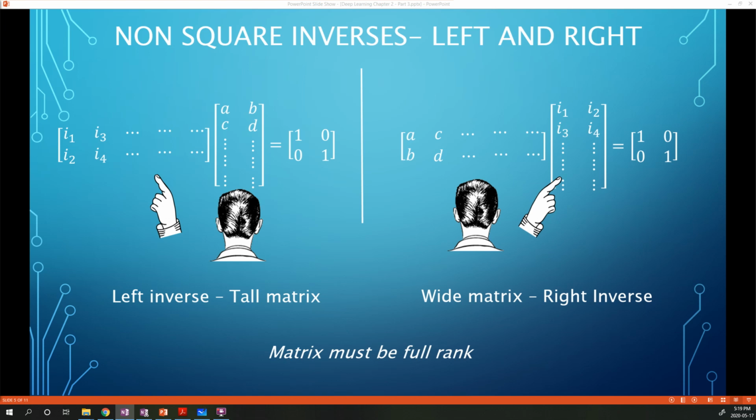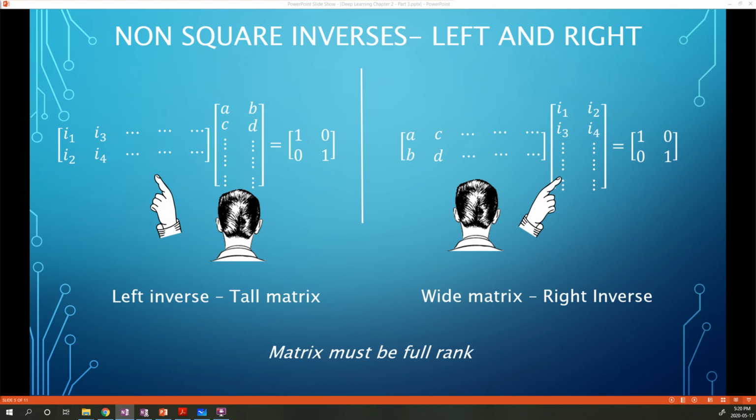So it should be noted that not every non-square matrix has two different inverses, one for left and one for right. That's not the case. Actually, tall matrices have only a left inverse, wide matrices have only a right inverse. Also, for a given matrix, the left inverse or right inverse will only exist if the matrix has full column rank or full row rank respectively.